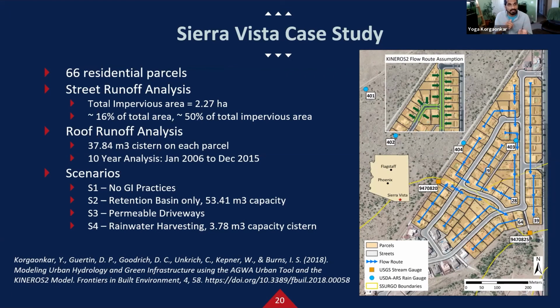So we did three kinds of analysis for this particular urban watershed. We did a street runoff analysis to see how much water comes off the street. We did a roof runoff analysis where we put a hypothetical 10,000 gallon cistern on each house and try to figure out how much water each house would be able to capture if given the volume capacity. And then we looked at some scenarios where we put retention basins on all the parcels. We converted all driveways into permeable driveways. And we put a 50-gallon cistern on each house to see what that would entail. Now, more details are in the publication that I've indicated on this slide, but I'll show you some of the results in the next slide now.